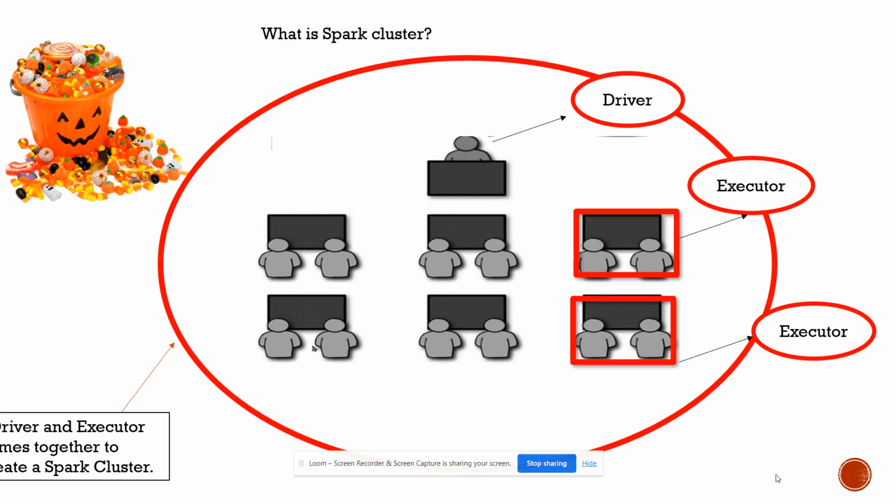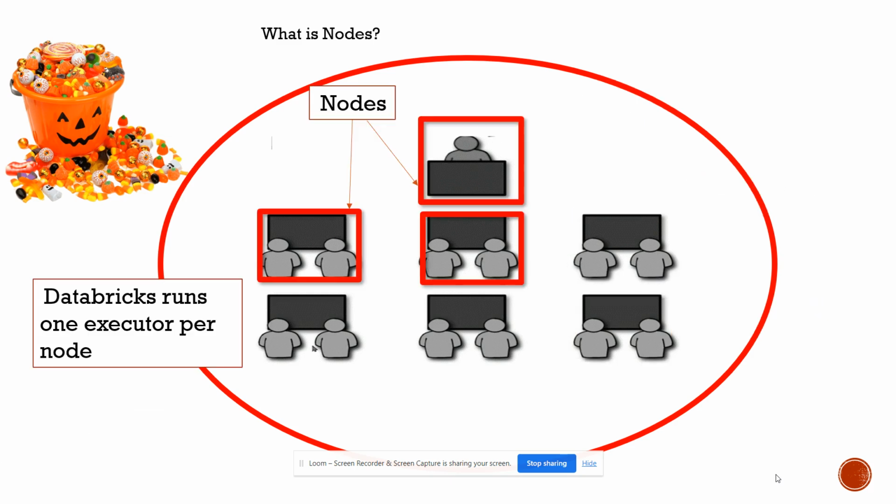Overall, when the driver and executors come together, they form a cluster. That's what a Spark cluster means. So what is a node? The node and executor are similar. A node or executor is a JVM, Java Virtual Machine, where our code gets executed or processed. It's a very similar term. You can say node, executor, or worker; all are similar.